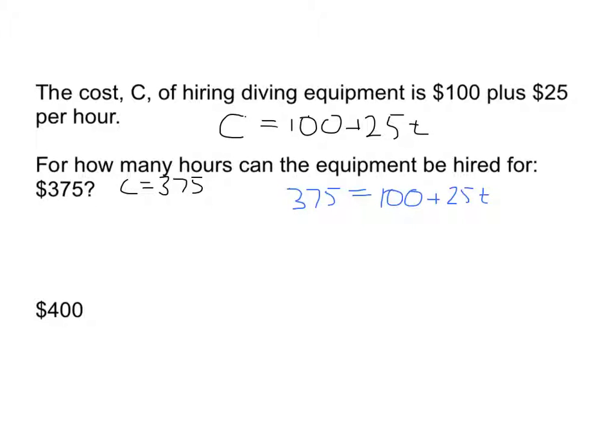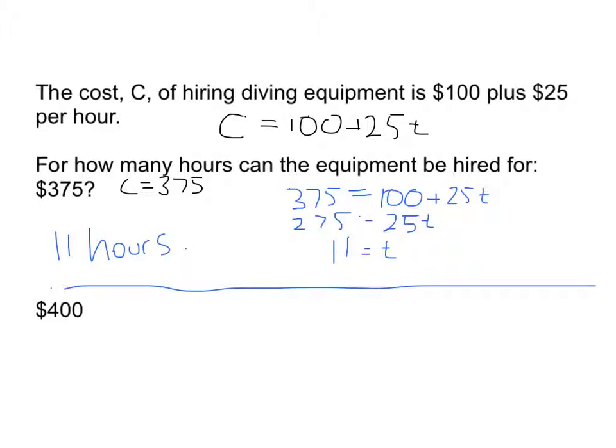Take 100 from both sides, so we have 275 is equal to 25T. And then if we divide both sides by 25, we'll have T is equal to 11 hours. So the answer to this one here would be 11 hours.